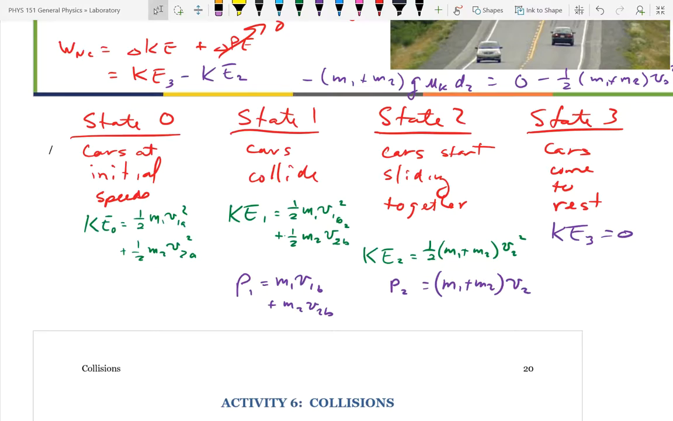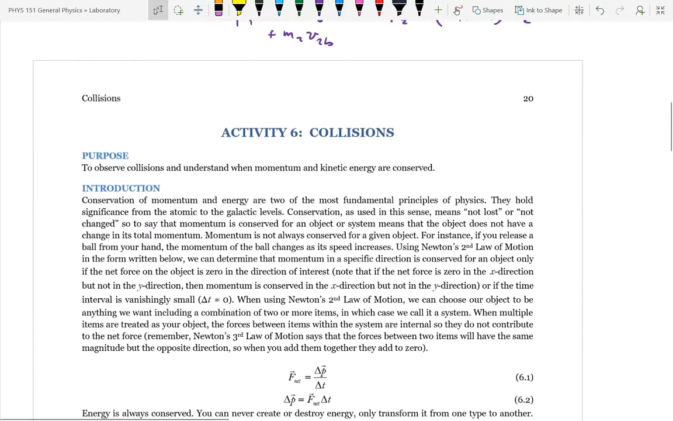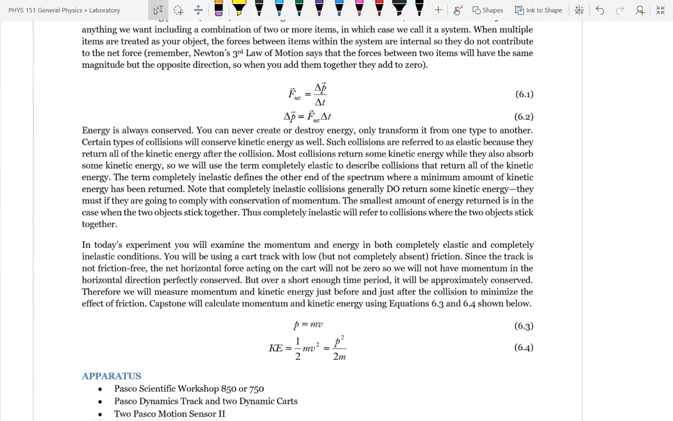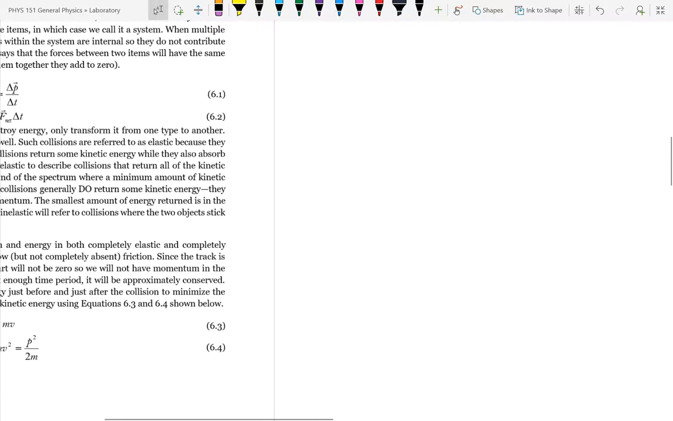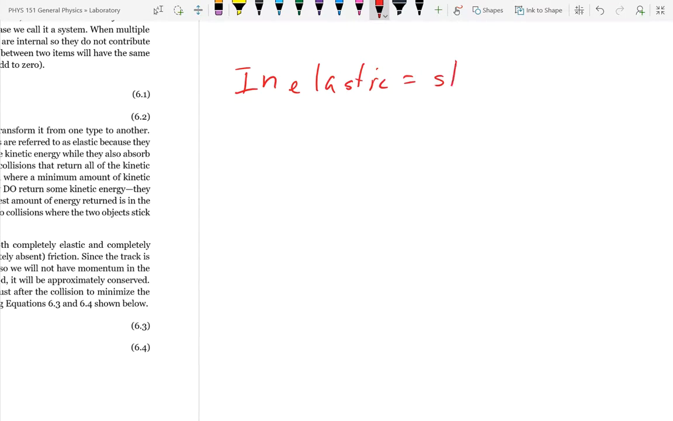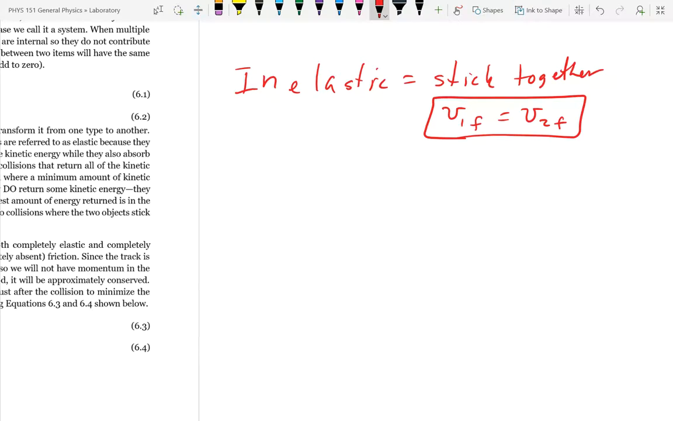When you're dealing with collisions, you of course need to identify if it was elastic or inelastic. And if the collisions are inelastic, when we say inelastic in general physics, what do we really mean by those words? They stick together. We mean completely inelastic. They stick together. So that means V1 final equals V2 final.